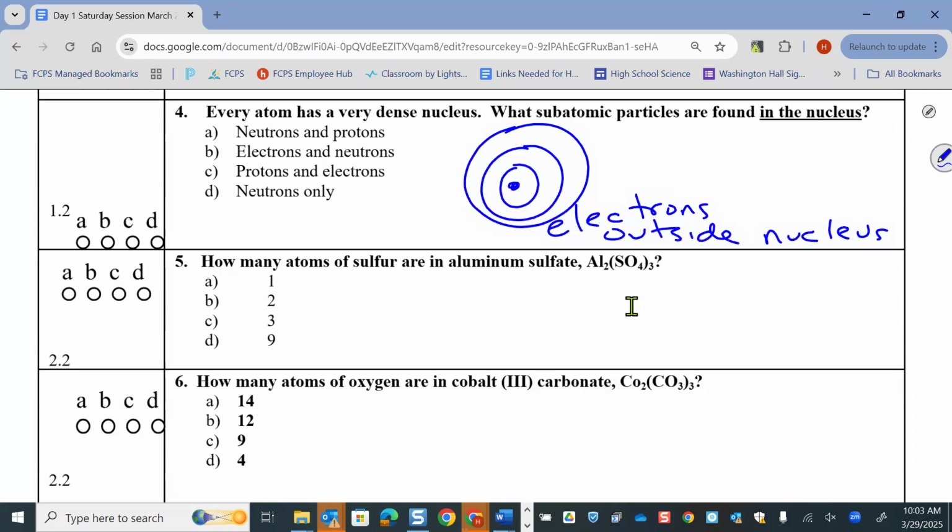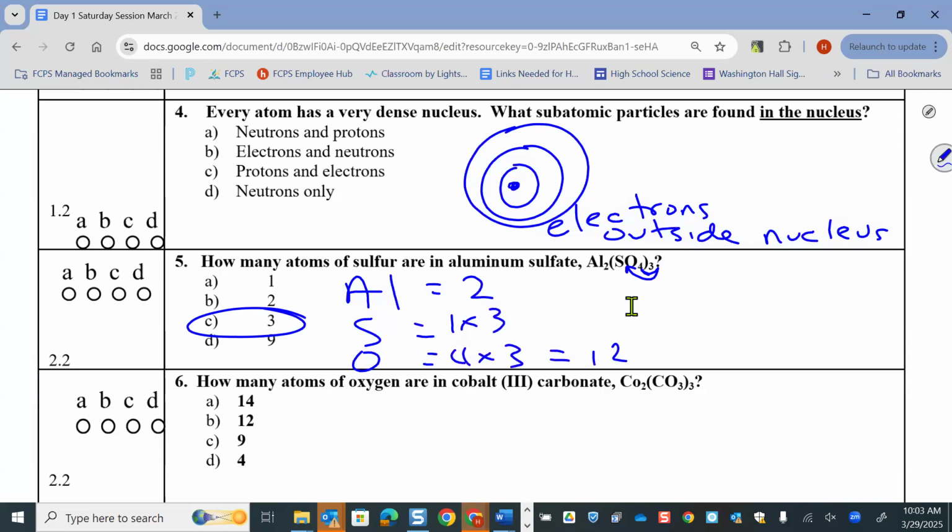How many atoms of sulfur are in this compound? I have Al, S, and O. Two. All right. And that's because I distribute the 3 inside. So it's 2, 1 times 3, and 4 times 3. That's 12, that's 3, and that's 2. So what is my total number of atoms? 17.